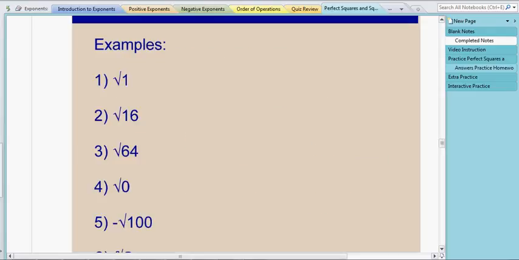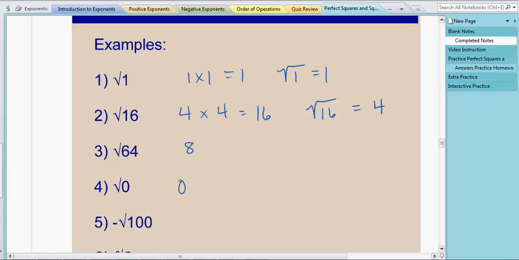So let's look at some examples. So the square root of 1 is asking what number times itself equals 1. 1 times 1 equals 1. So the square root of 1 is 1. So the square root of 16 is saying what times what equals 16. What number times itself? Well, 4 times 4 equals 16. So the square root of 16 equals 4. So what's the square root of 64? 8. So what do you think the square root of 0 is? This is 0, because 0 times 0 equals 0.